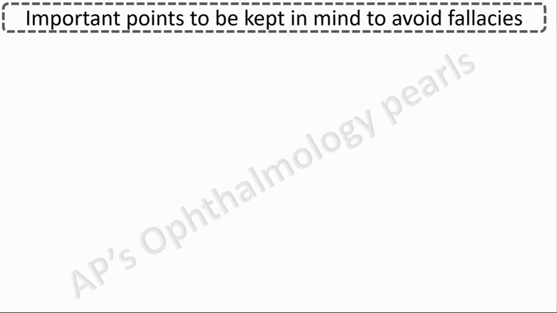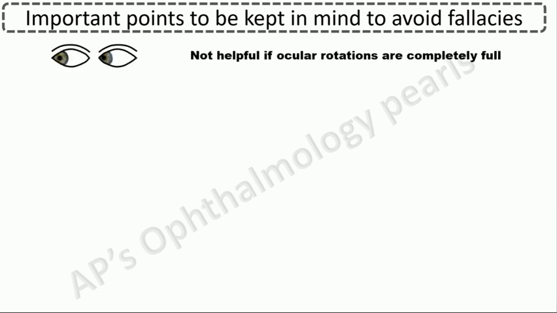Important points to be considered to avoid fallacies in interpretation. It is not helpful if ocular rotations are completely full. It is performed only when there is a limitation of movement. Good patient cooperation is required. If the patient does not voluntarily look in the direction requested, the antagonist muscle may continue to be innervated, causing the examiner to feel resistance, which does not represent true mechanical restriction.